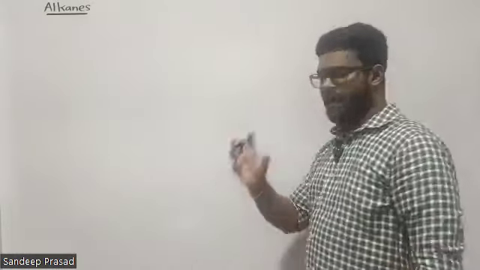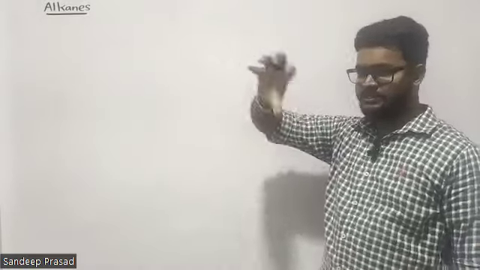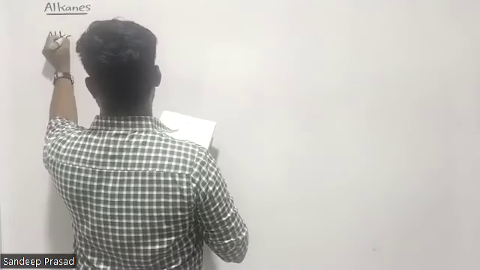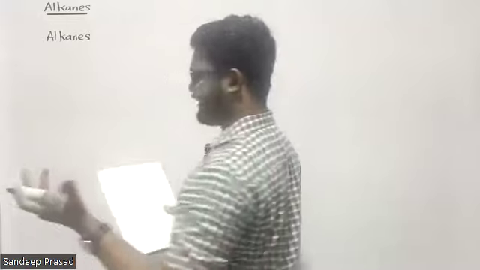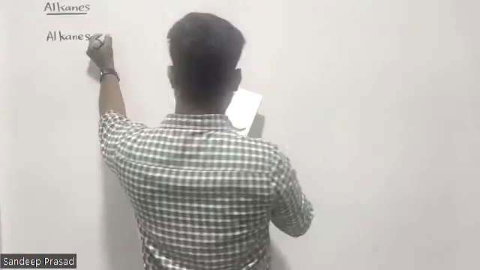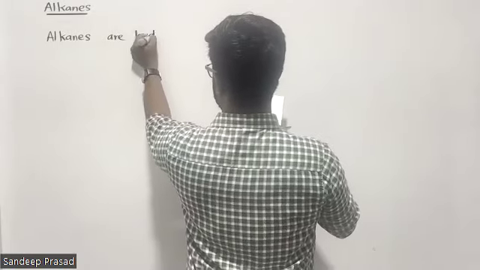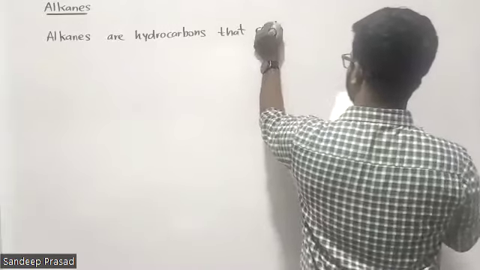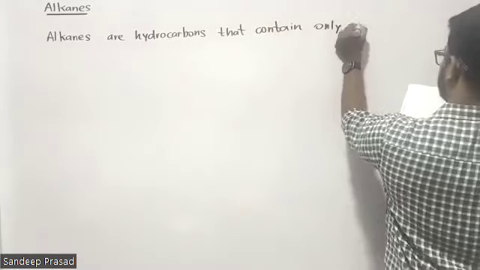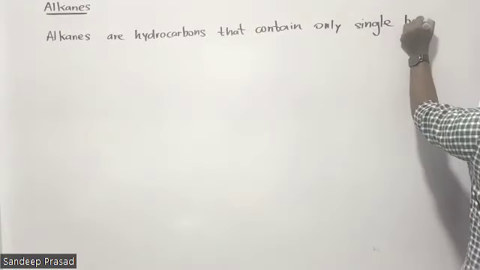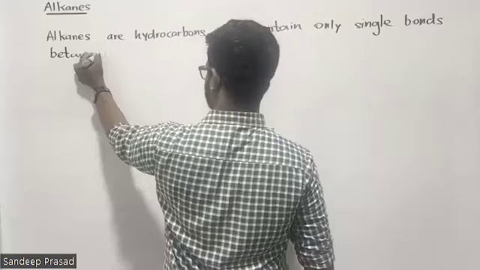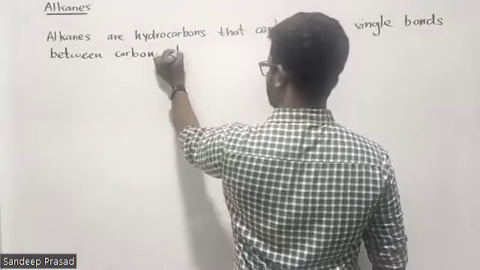And I'll give you some idea about the isomers also using alkanes. Then we are going to discuss all the types of compounds we have to discuss, right? Then they have given the definition for the alkanes. What are the alkanes? Alkanes are the hydrocarbons which contain only single bonds, right? Alkanes are hydrocarbons that contain only single bonds between carbon atoms. Try to understand. Okay.